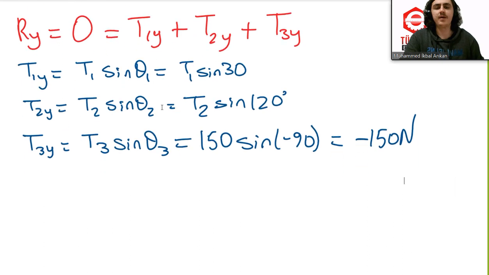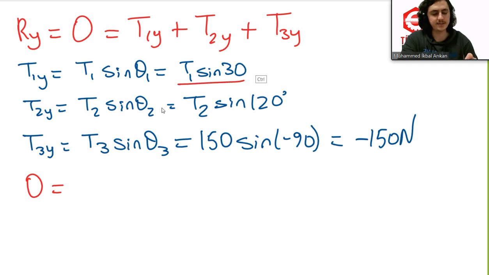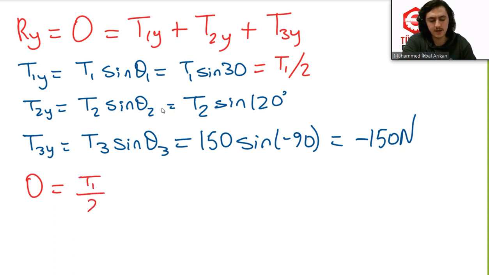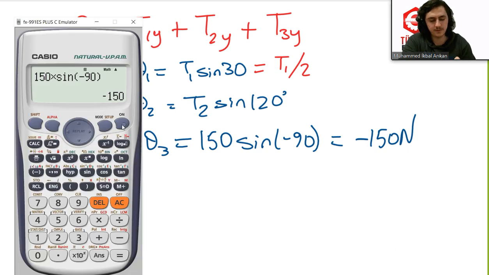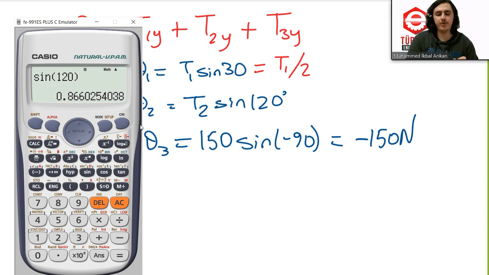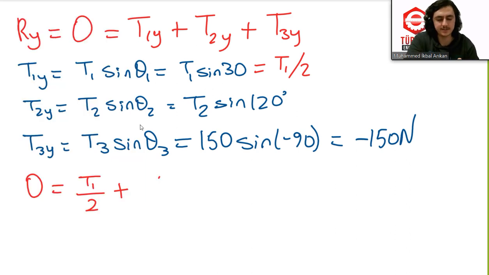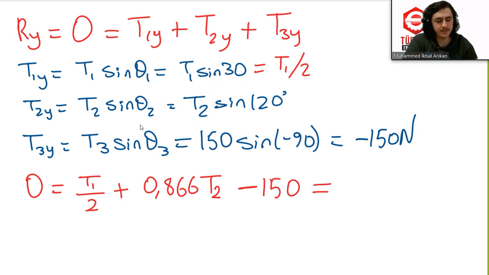Okay, so I will put 0 must be equal to T1y, which is T1 sine theta, and this is actually equal to T1 over 2, which is half of T1. Half of T1 plus T2 sine 120. Just take sine of 120, which will be equal to 0.866. So 0.866 T2, I have from here, and I have minus this one. They must be equal to 0.